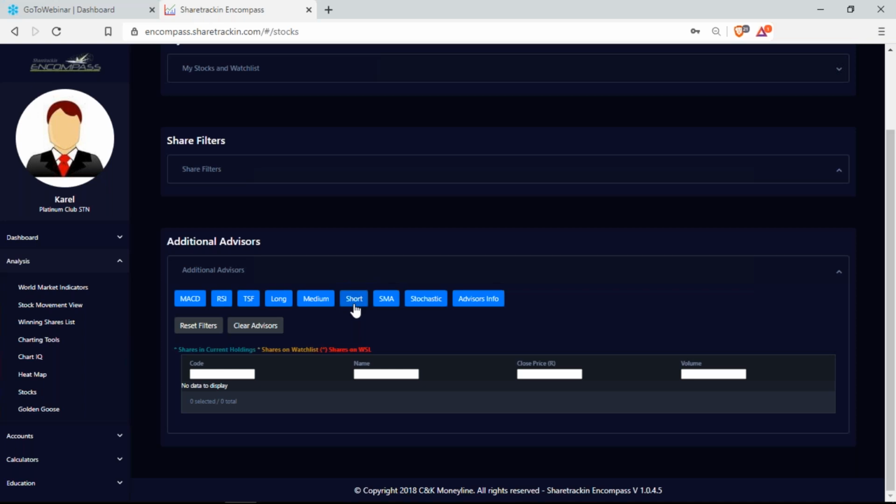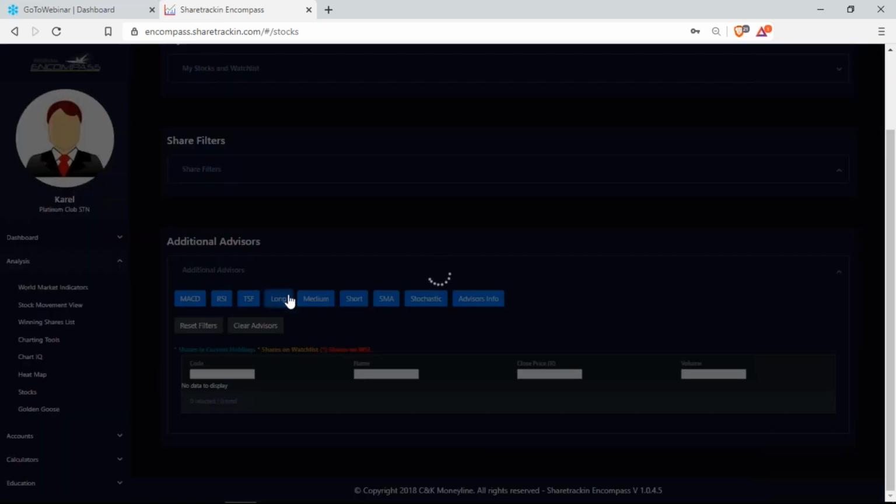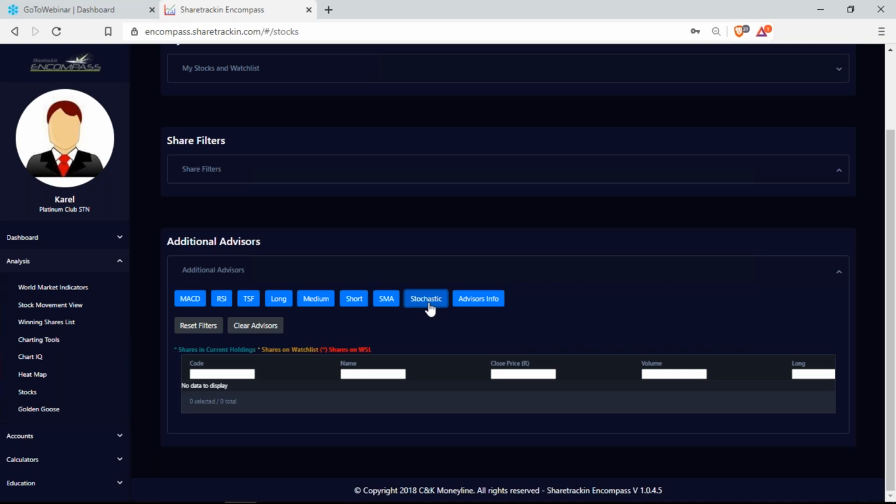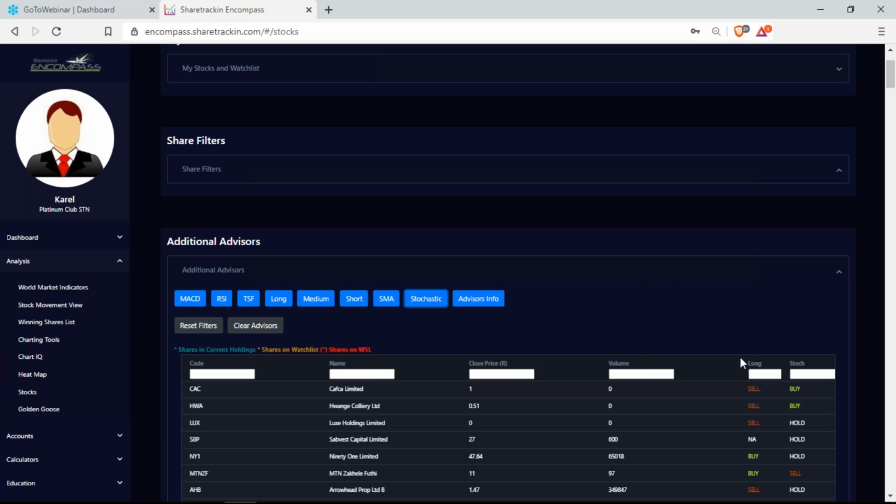So first of all, I would click on long because I want a share that shows me long-term good growth. Then I would go to stochastic and select that one. Immediately you will note that on the right-hand side, my long and my stochastic have been filled in. And now I can also see shares.